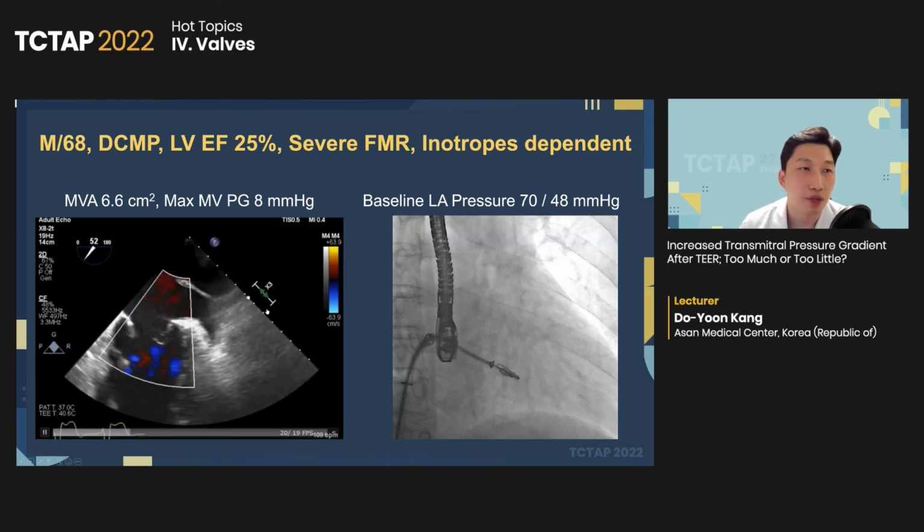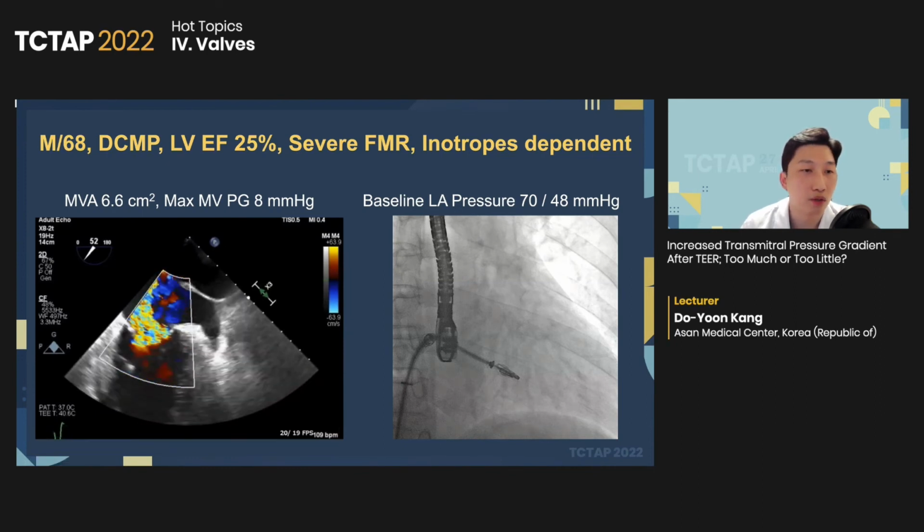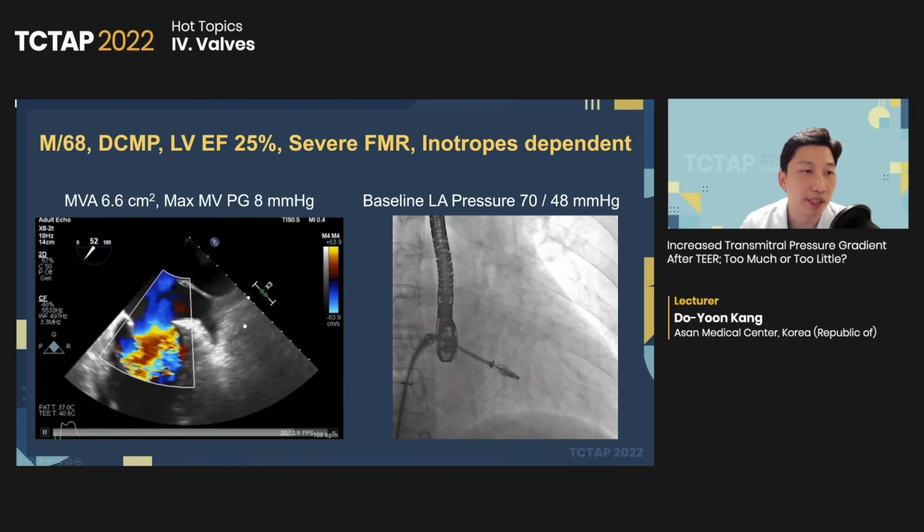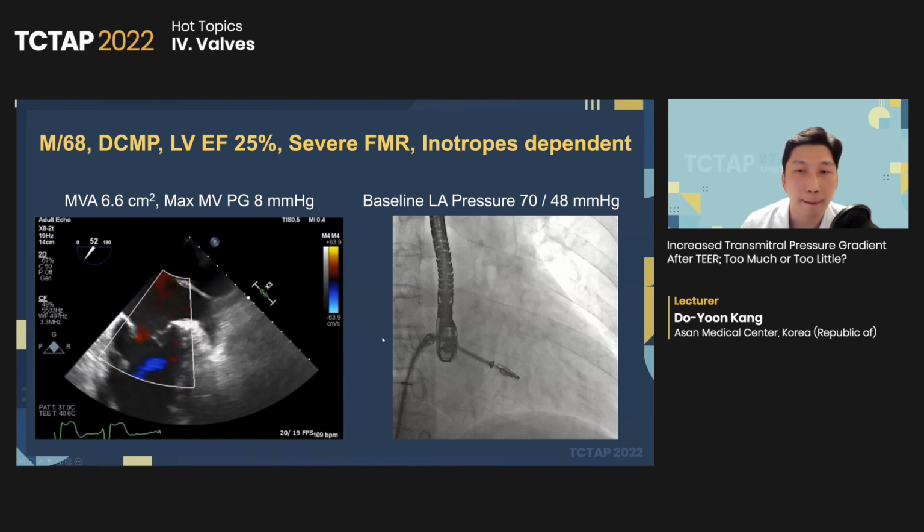A 68-year-old male patient with dilated cardiomyopathy and reduced ejection fraction of 25% with severe functional MR. He was inotrope dependent and could not be discharged. We checked the TEE before the procedure, and the MV area was 6.6, sufficiently large, and the maximum mitral valve pressure gradient was 8. Baseline LA pressure was 70, and mean 48 millimeters of mercury.